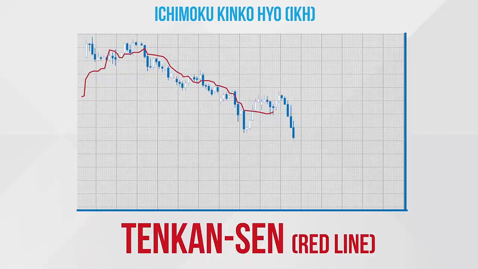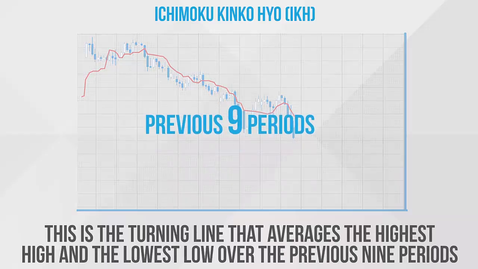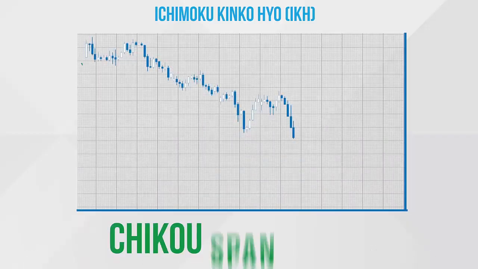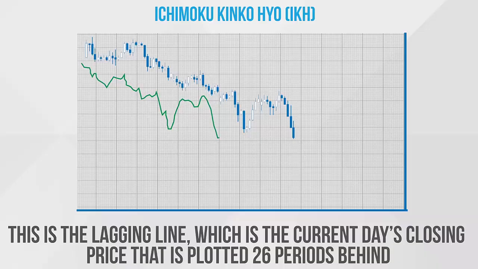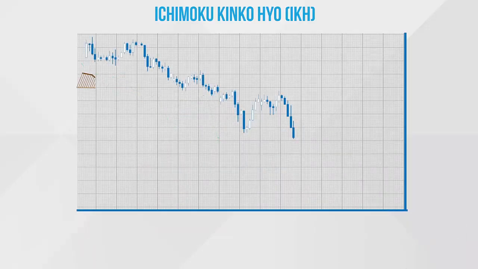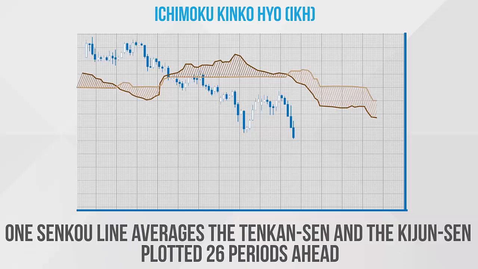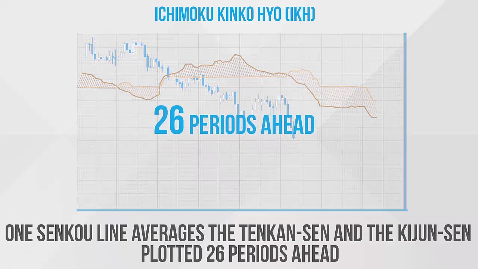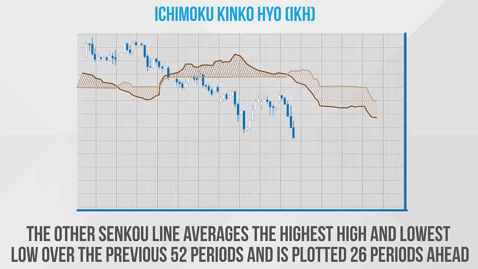Tenkan Sen, red line. This is the turning line that averages the highest high and the lowest low over the previous 9 periods. Chiku Span, green line. This is the lagging line, which is the current day's closing price that is plotted 26 periods behind. Senku Span, brown and beige lines. One Senku line averages the Tenkan Sen and the Kijun Sen plotted 26 periods ahead. The other Senku line averages the highest high and the lowest low over the previous 52 periods and is plotted 26 periods ahead.